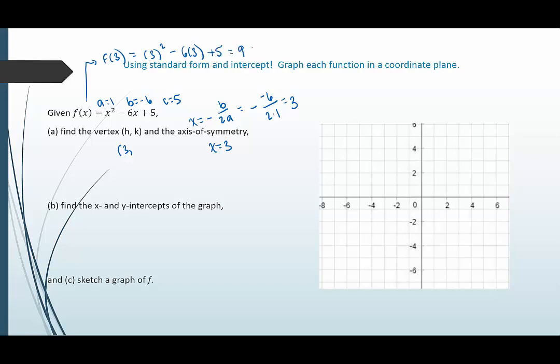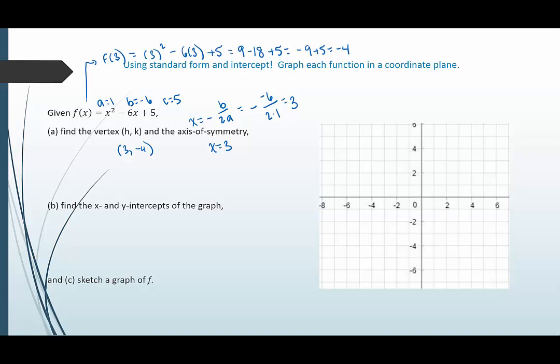3 squared is 9. 6 times 3 is 18. And then we get negative 9 plus 5, which is negative 4. I plugged in 3. I got an output of negative 4. That would be my vertex. Next up, let's find the x and y intercepts.